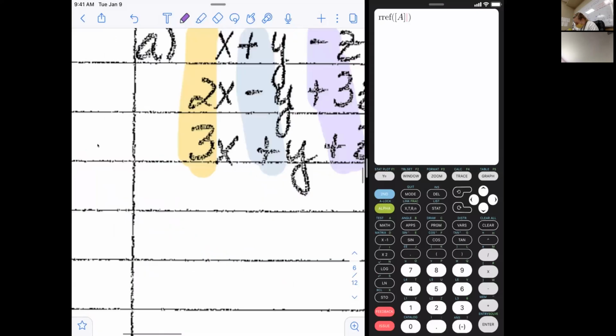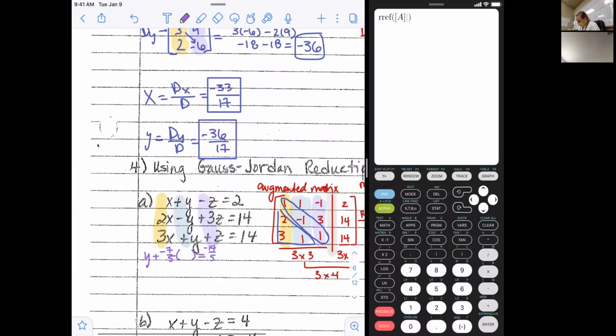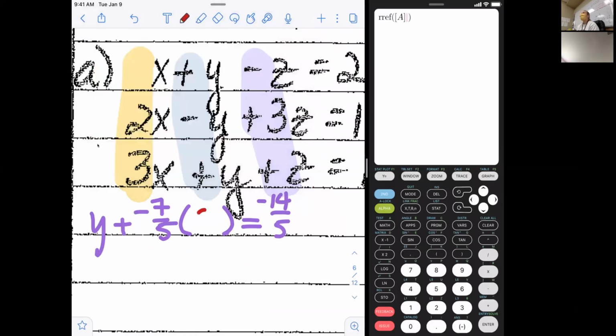So it says y plus negative 7 over 5 z equals negative 14 over 5. We took this equation and rewrote it, but instead of z, I'm writing 2. Substitute in 2 for z. And now I just have one variable, so I can solve for y. Y plus, this will be negative 14 over 5 equals negative 14 over 5. If you hate this plus negative 14, you can just make it a minus. Plus and negative is the same thing as a minus.